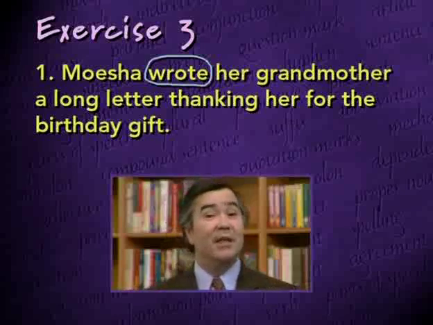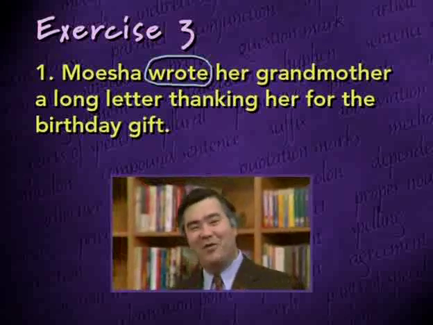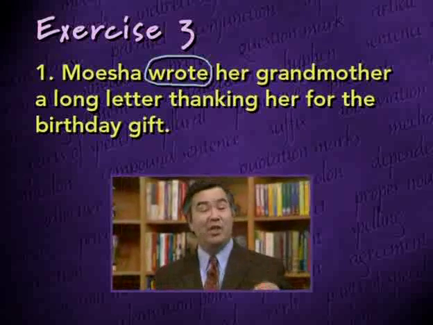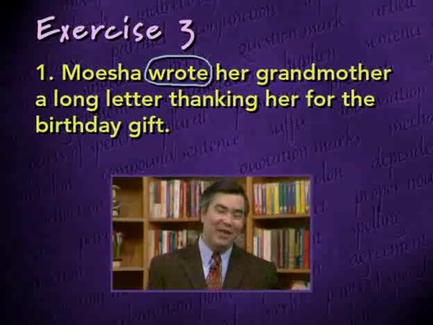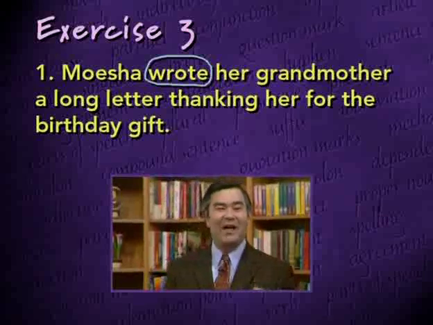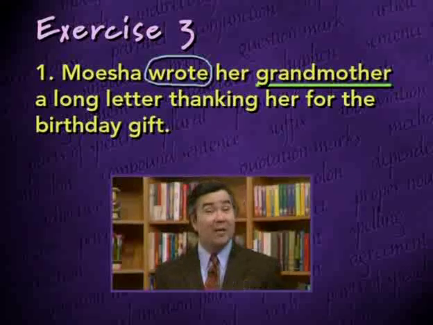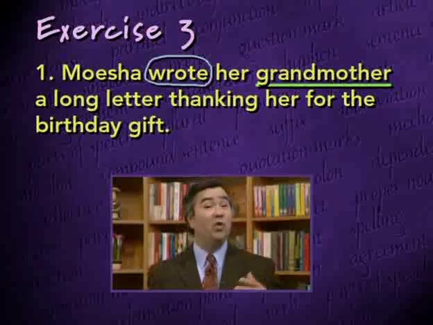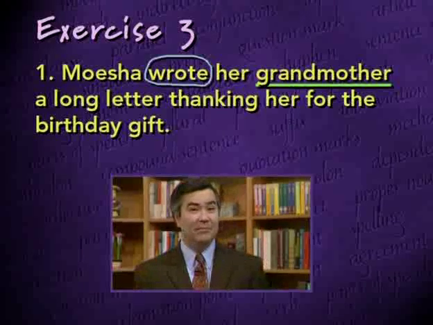That is, is there something in the sentence that tells us to what, to whom, for what, or for whom the letter was written? Well, the letter was written to Moesha's grandmother, and that noun grandmother appears in the sentence between the verb and the direct object. Therefore, it's in the right place for an indirect object, and that, in fact, is what it is. So the noun grandmother is the indirect object here. It answers the question, to whom Moesha wrote the letter. And that's the answer for this first question.